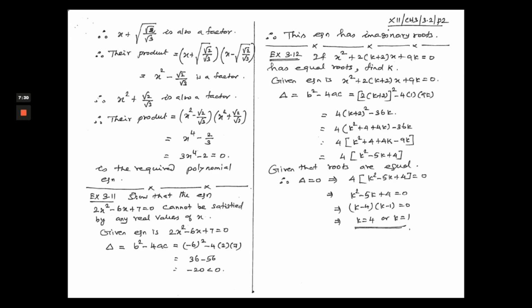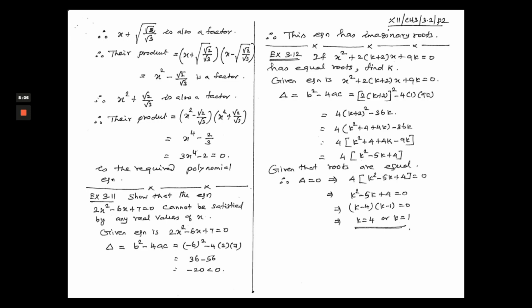Next, example 3.11. Show that the equation cannot be satisfied by any real value of x. It cannot be satisfied by any real value, that means the equation has no real roots, we have to say. That equation 2x squared minus 6x plus 7 is equal to 0 has only imaginary roots. Okay, so what should we do?